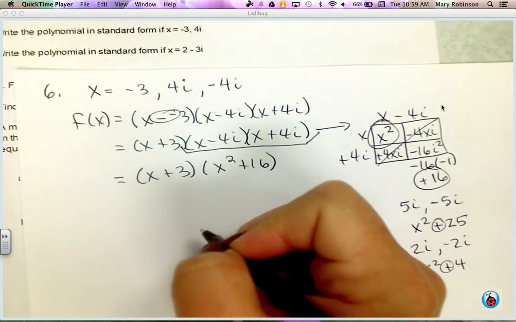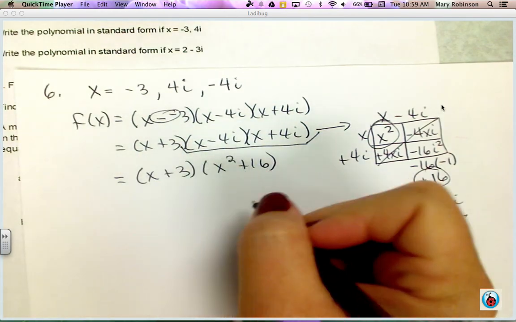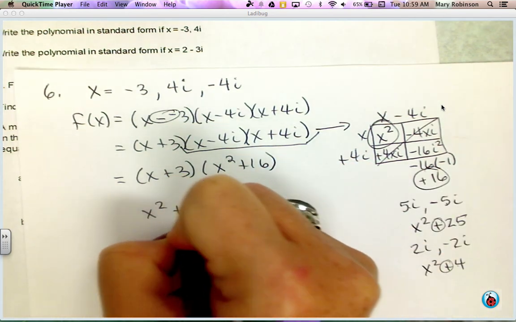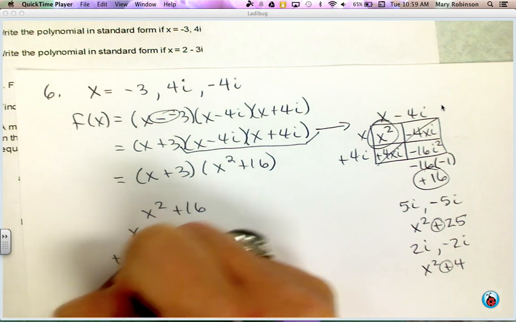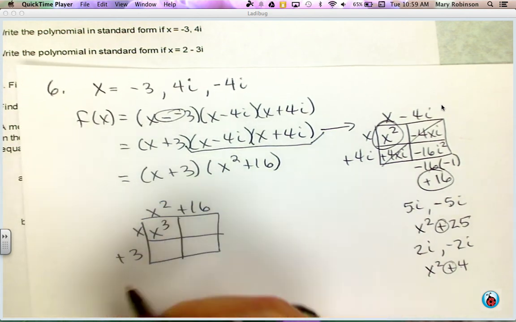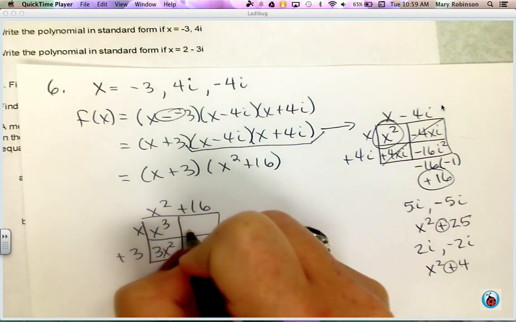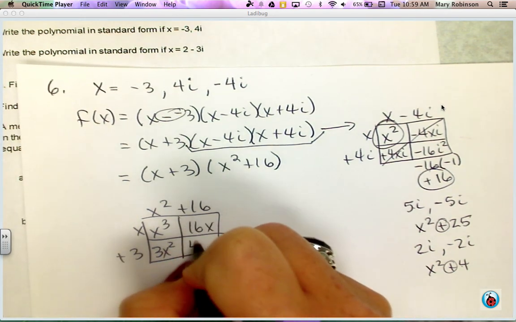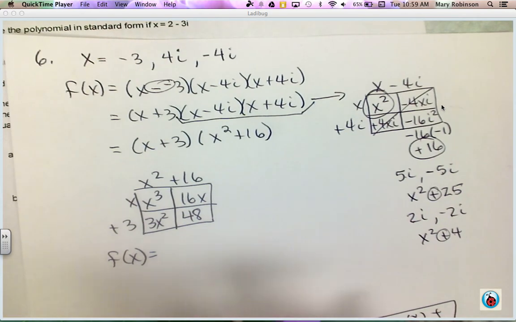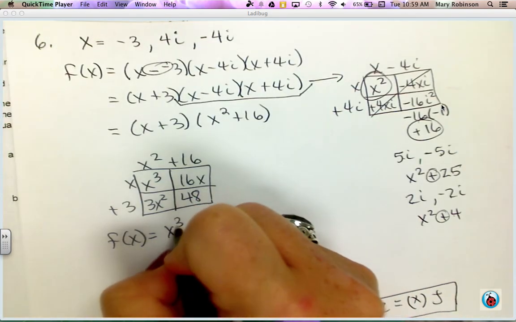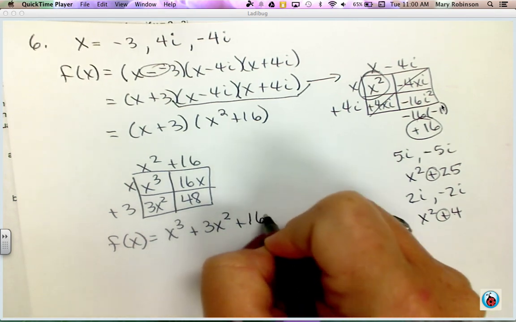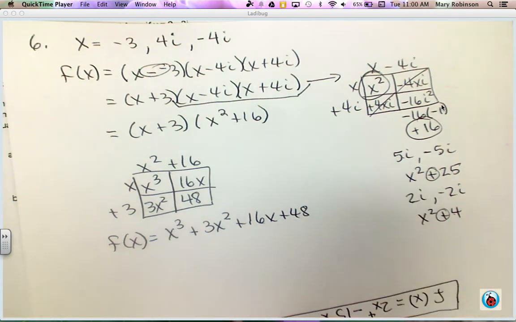We now need to multiply it with x plus 3. You can either distribute or use your box. I don't have a preference, so I'll just do your box because I know a lot of you like to do that. Get x cubed, down here 3x squared, 16x, and positive 48. So remember again to start your function with f of x, and in descending order, you have x cubed plus 3x squared plus 16x plus 48.